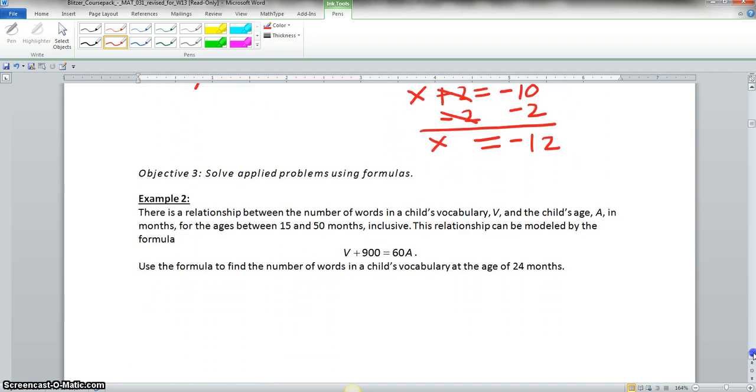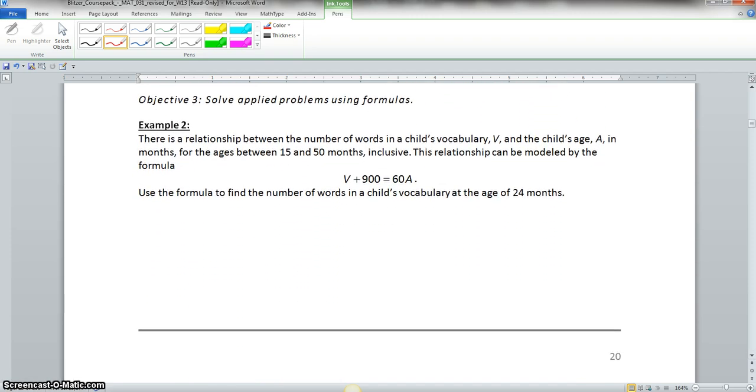Now we scroll down here to example 2. It says solve applied problems using formulas. There is a relationship between the number of words in a child's vocabulary V and the child's age A in months for the ages between 15 and 50 months inclusive. This relationship can be modeled by the formula V plus 900 is equal to 60A. Use the formula to find the number of words in a child's vocabulary at the age of 24 months.